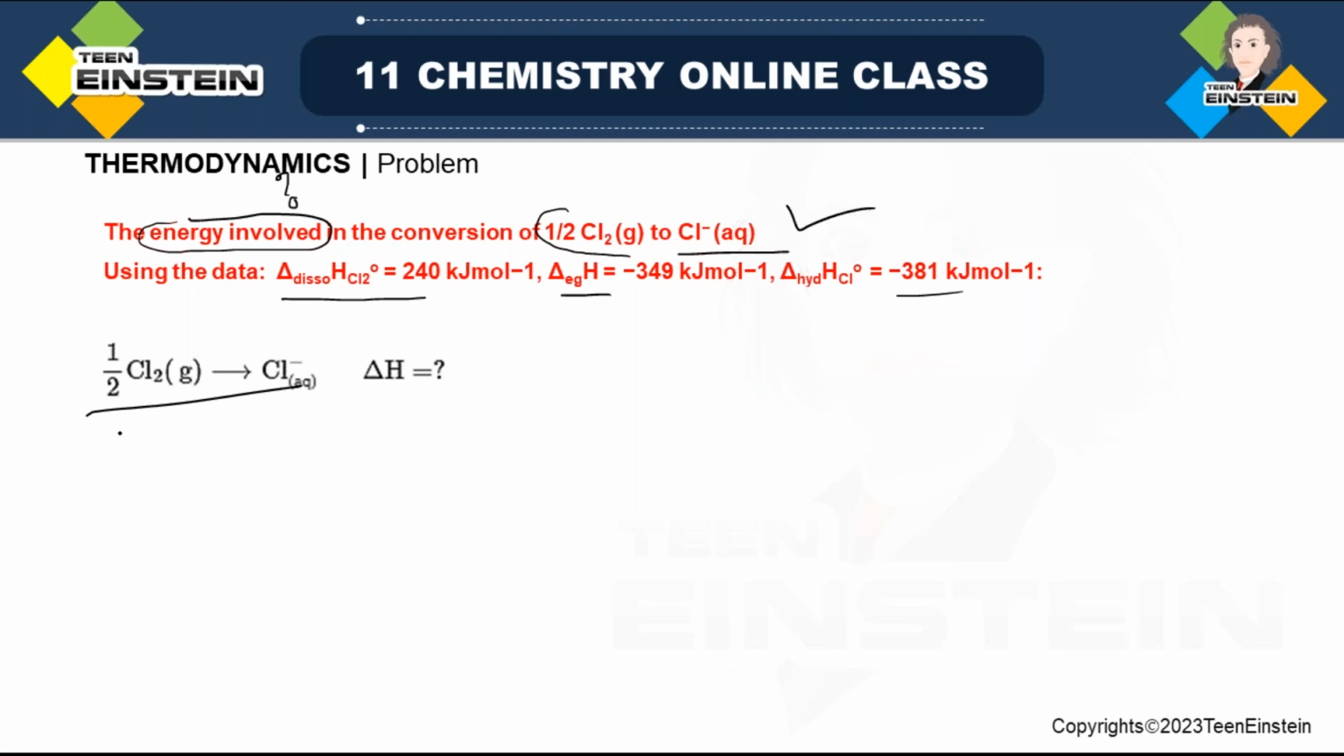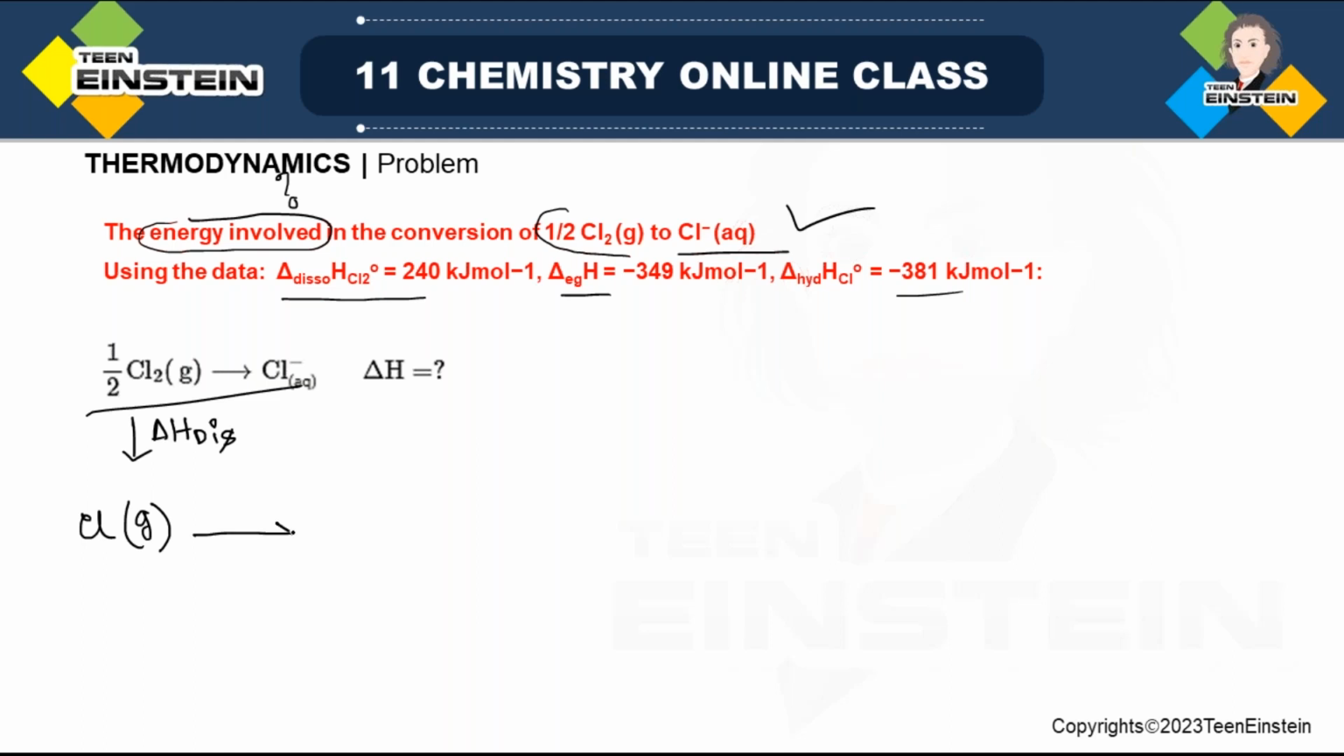This process is already given in the problem. So we will break this. How will we break this? From this half chlorine gas, we get, with the enthalpy change del H dissociation, Cl gaseous. It is half chlorine, so I will write only one chlorine, and this is Cl gaseous. This is the enthalpy change for this process, that is, we are breaking the bond between two chlorine atoms. But as there is a half coefficient, I will write only one chlorine.